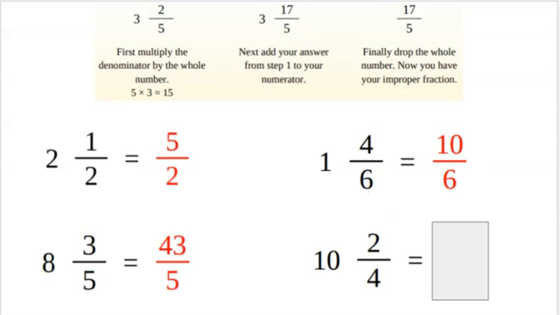And the last one, 10 4/... my denominator times my whole number 10. 4 times 10 is 40, plus 2 is 42. And your denominator stays the same, so 42/4.